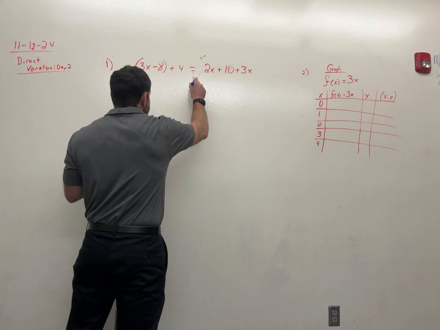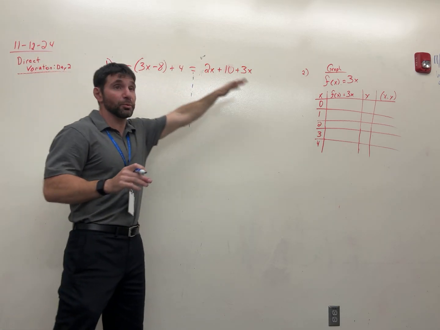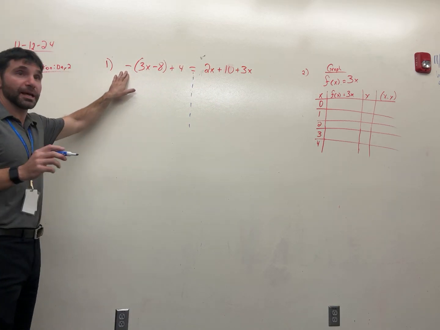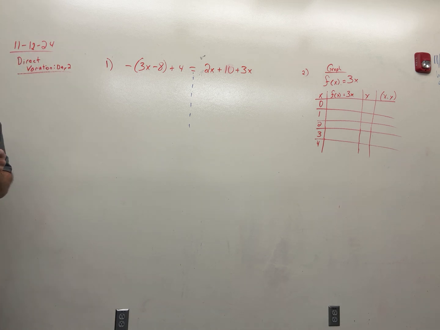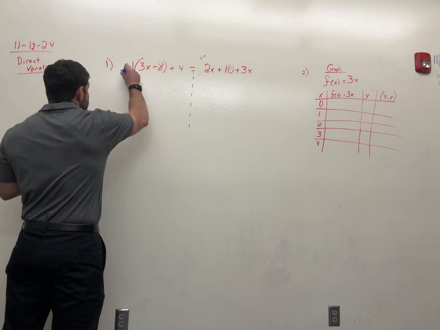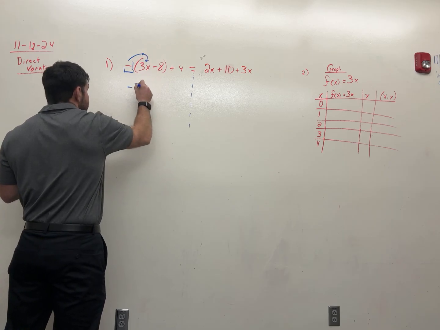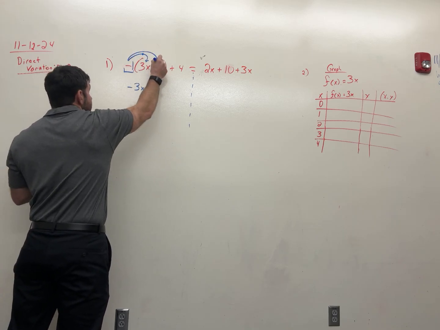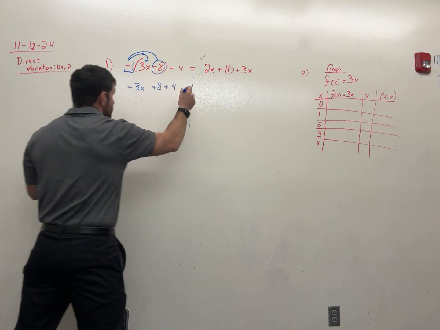Find the balance point. On this side, and we're only worried about this side, so cover up one side, we're distributing a negative. But we're not really distributing just a negative, we're distributing a negative what? 1. Negative 1. So now I distribute the negative 1 to the 3x. That means multiply, which is negative 3x. Negative 1 times a negative 8, which is positive 8, plus 4.